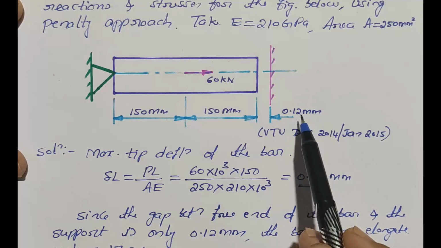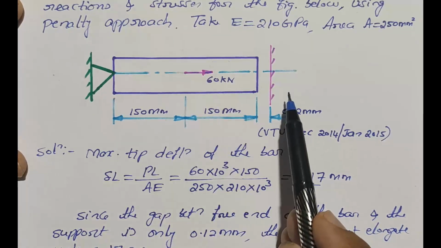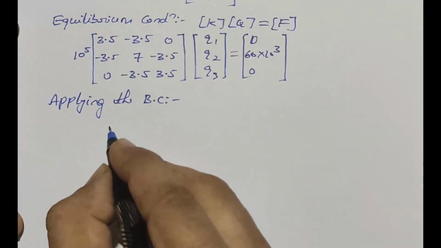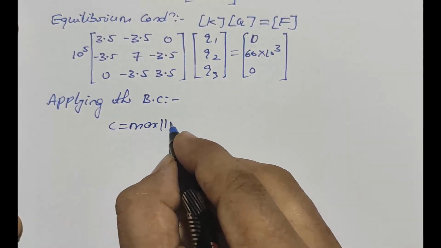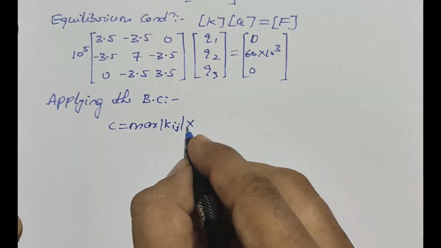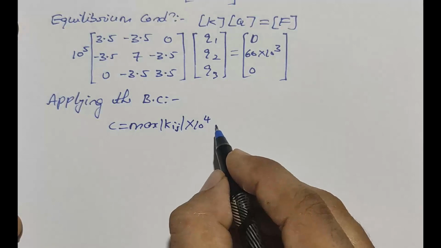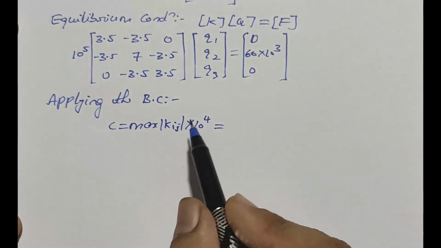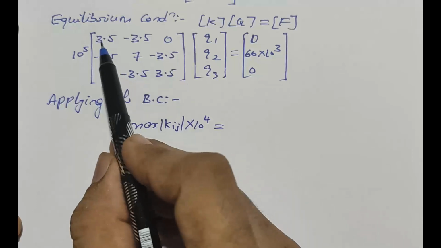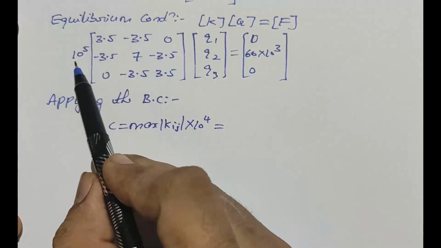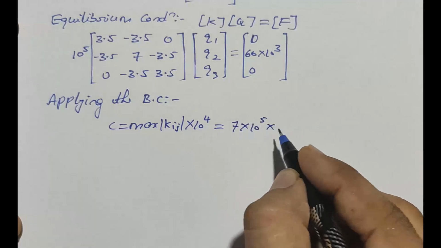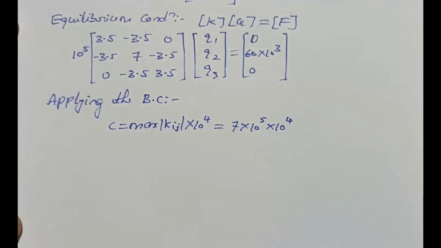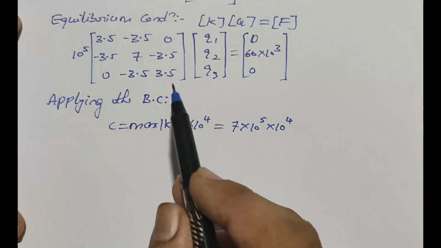Now according to penalty approach, both ends of the bars are modeled by using a spring having very large stiffness C. The stiffness of the spring C is equal to maximum of Kij into 10 to the power of 4. Maximum Kij, for this you have to see the global stiffness matrix. Here the maximum value is 7 into 10 power 5. So it is C is equal to 7 into 10 power 5 into 10 power 4. This is the stiffness of the spring used.